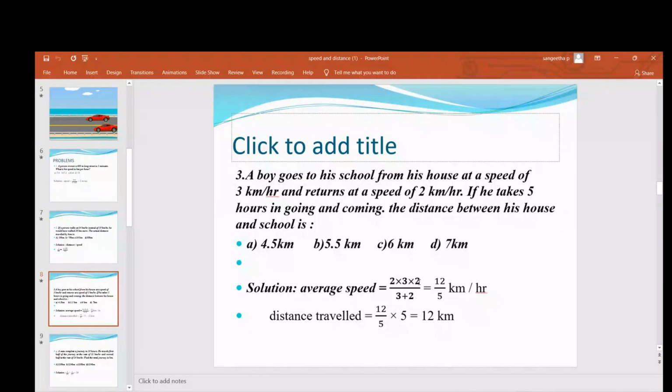So that is the distance traveled per hour, but he takes 5 hours for going and coming. So multiply the answer by 5. So 12 by 5 into 5, the 5 gets cancelled. So the answer is 12 kilometers. So the distance between his house and school is 12 kilometers.